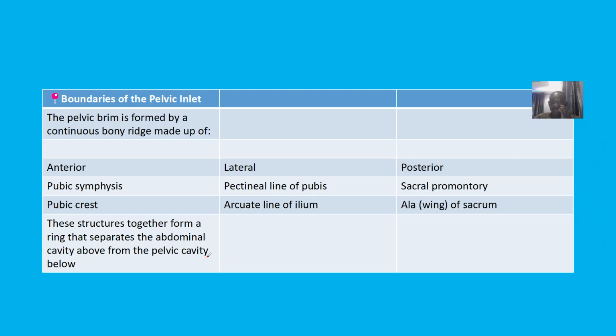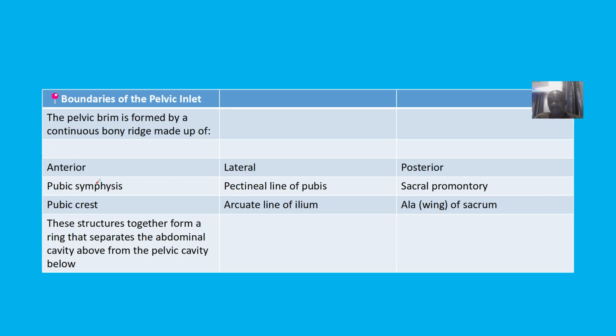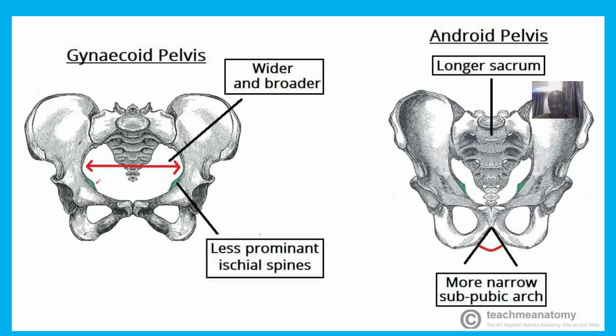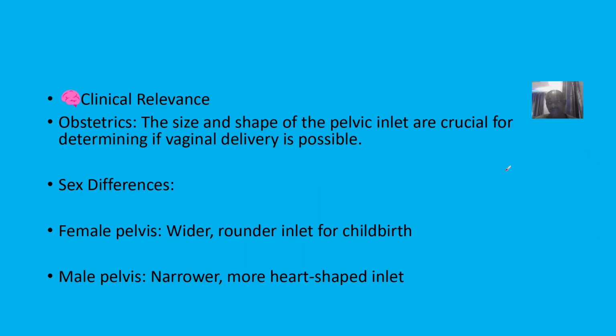So the pelvic brim is formed by a continuous bony ridge made up of the anterior, the lateral, and the posterior parts. On the anterior you have the pubic symphysis and the pubic crest. On the lateral you have the pectineal line of the pubis and the arcuate line of the ilium. On the posterior, at the back, you have the sacral promontory and the alar wing of the sacrum.